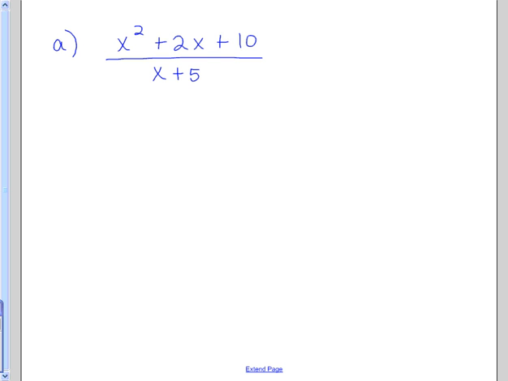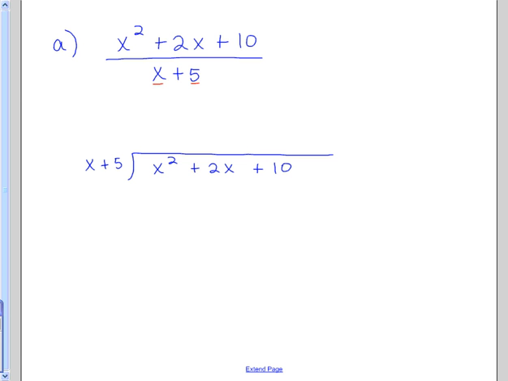Okay, here's your problem. It's going to say divide x squared plus 2x plus 10 by x plus 5. So the difference here is that I'm dividing by two terms. This is a binomial. We cannot work it out like we did the previous problems when we were dividing by a monomial. We're going to use long division. So x plus 5 is being divided into x squared plus 2x plus 10.